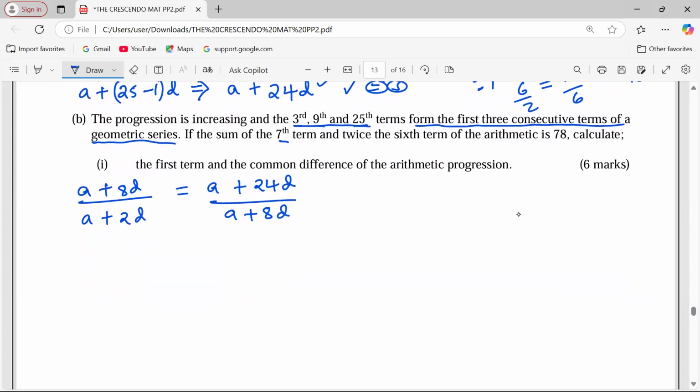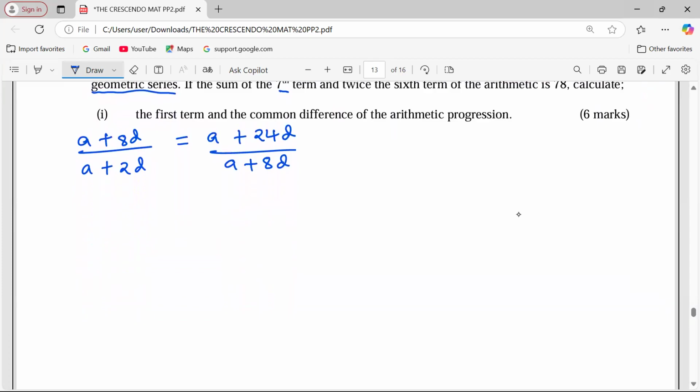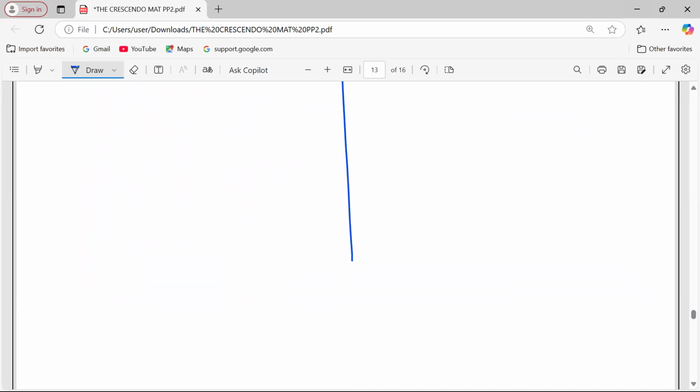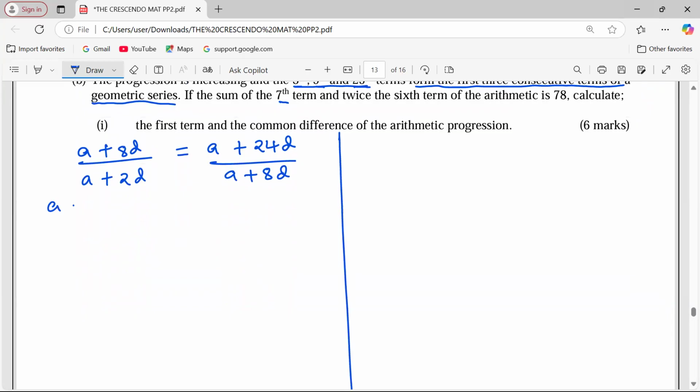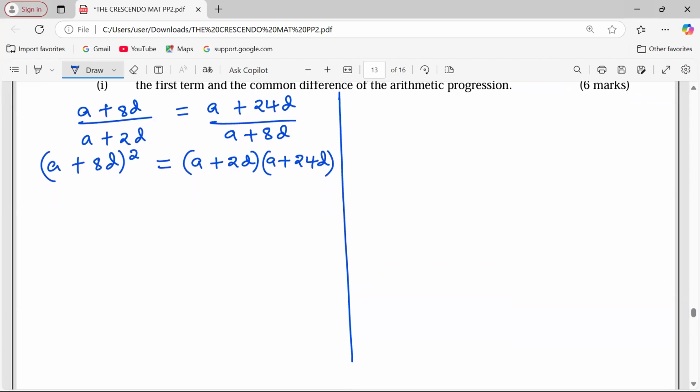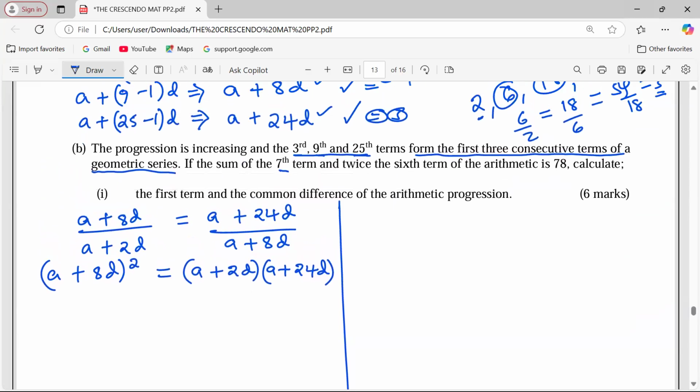So from this, we can form an equation. Let me first divide my space. Okay, so I can start by doing what? Cross multiplication. A plus 8D multiplied by the same, which means squared, equals A plus 2D times A plus 24D, that way. Now with this, we can expand, so that we are interpreting the first information, and then we go to the second sentence here.